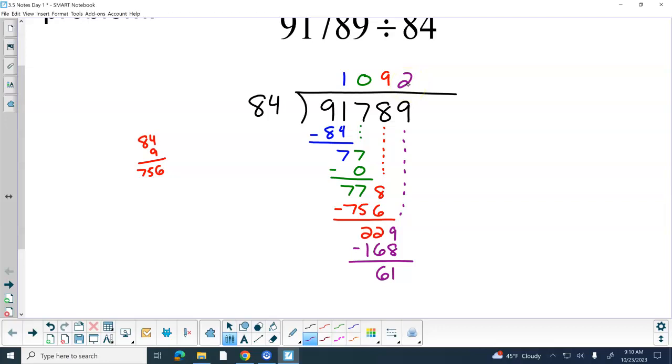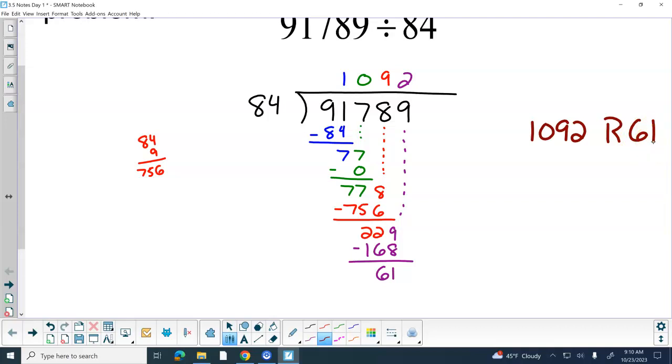And now what? Well, there's 2 options. Okay, give me option 1. You can either just say the remainder is 61. Well, but that's the boring option. Nope, that's the option we're going with. Okay? We're going to go with, so the answer here is 1,092 with a remainder of 61.